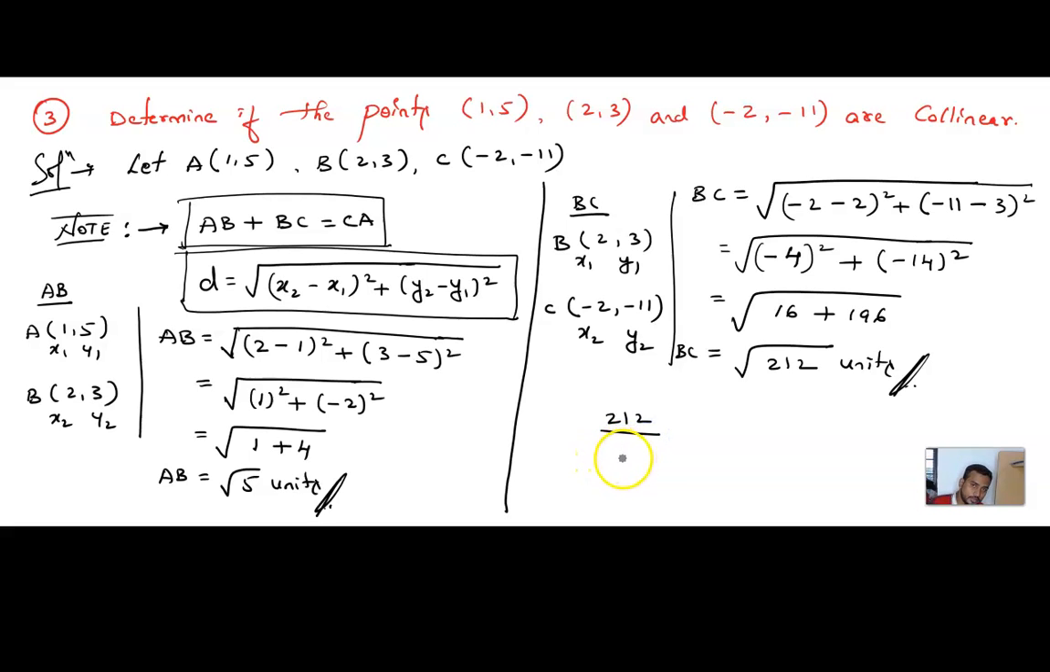Is 212 an even number? Yes. So 4 fours are 16. Can you try some bigger number? Can you check? 2 eights are 16.